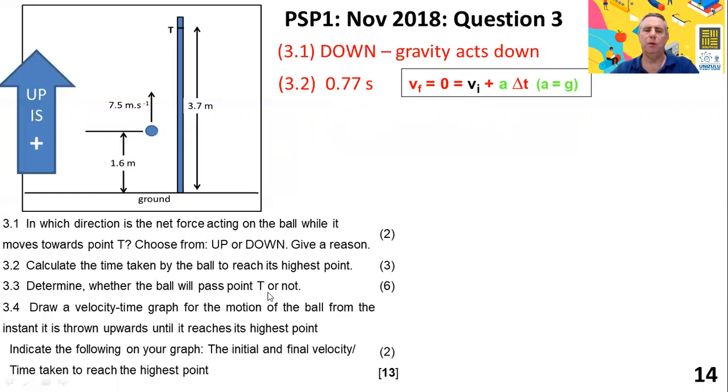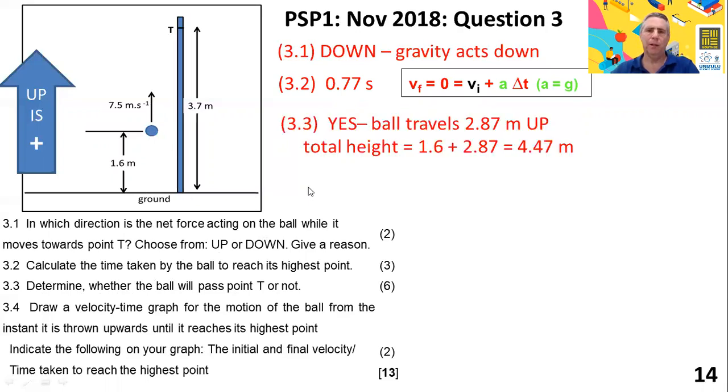3.3, determine whether the ball will pass point T or not. In other words, they're just asking you to calculate the maximum height reached by the ball. And yes, it will reach point T because the ball will travel up 2.87 meters, and that added to 1.6 gives you 4.47, which is more than 3.7.